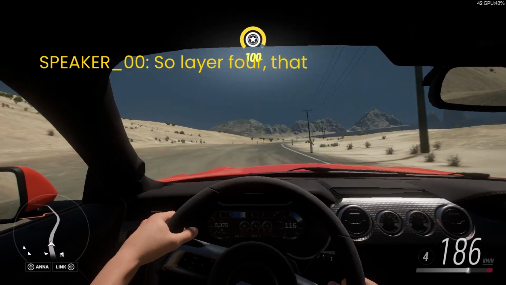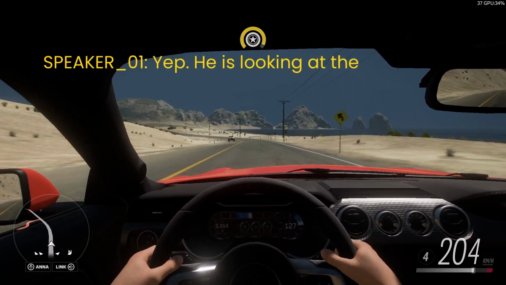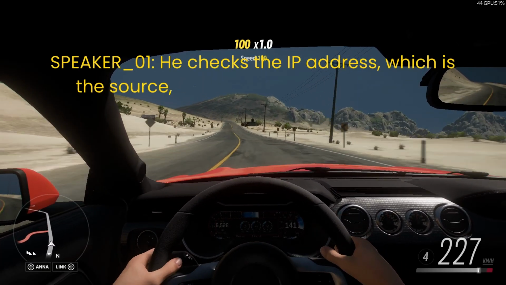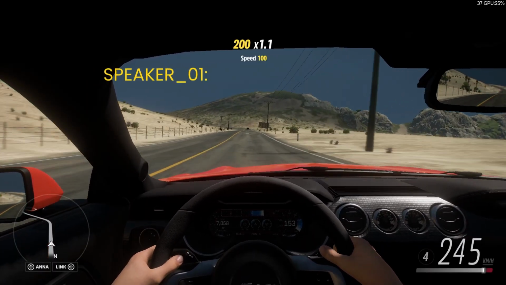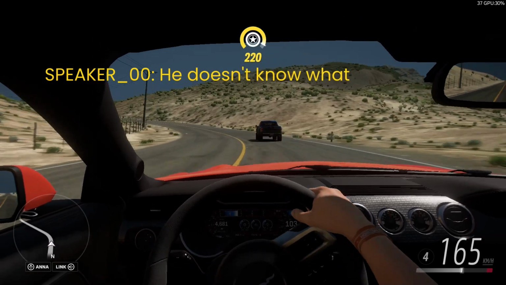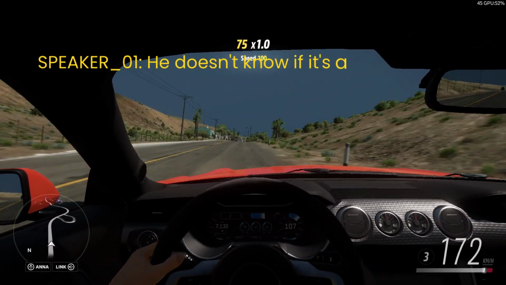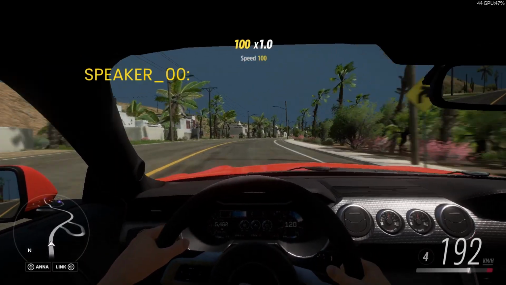So layer 4, that's your gate guard at the campus entrance. Yep. He is looking at the vehicle, the TCP packet. He checks the IP address, which is the source, and the port, the destination. He just says, okay, traffic on port 80, go to the web cluster. But he doesn't open the trunk. He doesn't know what the traffic is. No context at all. He doesn't know if it's a video, a login attempt, or a malicious SQL injection. He just forwards packets. So what's the advantage?